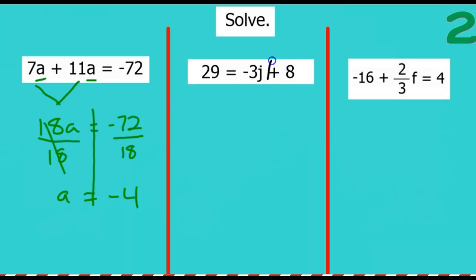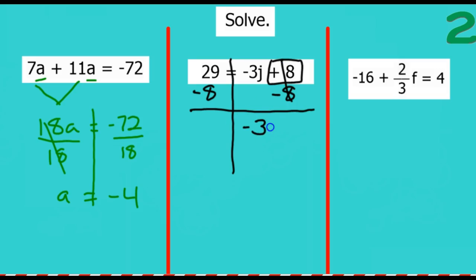Here I see addition of plus 8. So I'm going to subtract 8 from both sides. Get negative 3j equals 29 minus 8. That gives us 21. Divide by negative 3. So we get j equals 21 divided by negative 3, which gives us negative 7.